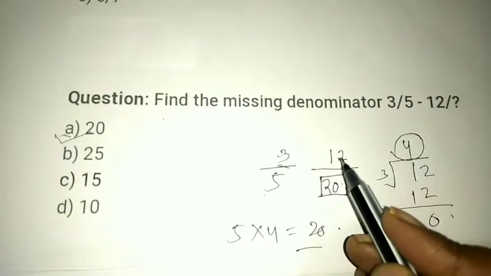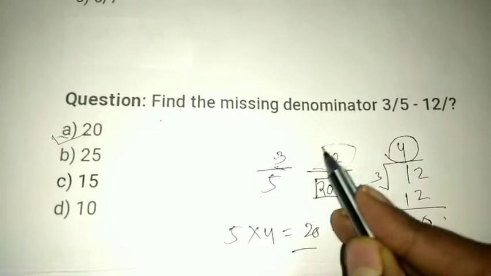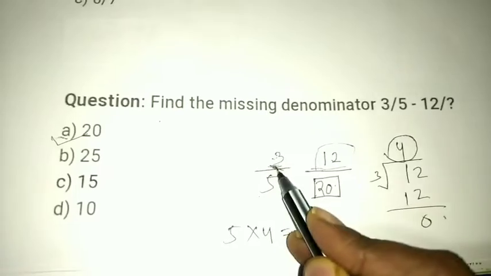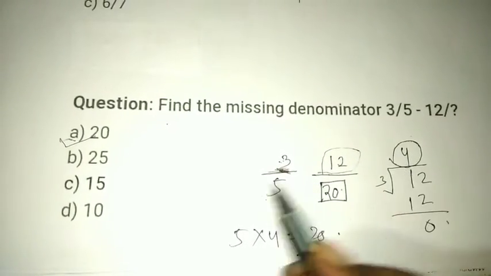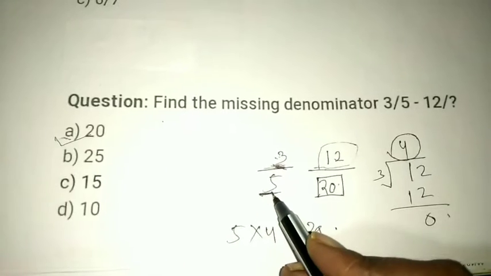Simply we have to divide the numerator of the second fraction by the first fraction's numerator and multiply the quotient with the denominator of the first fraction.